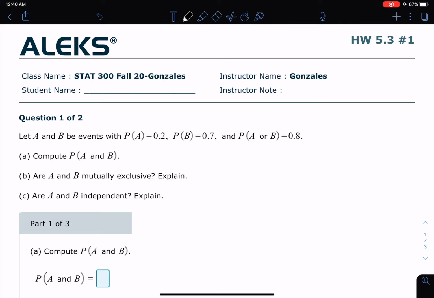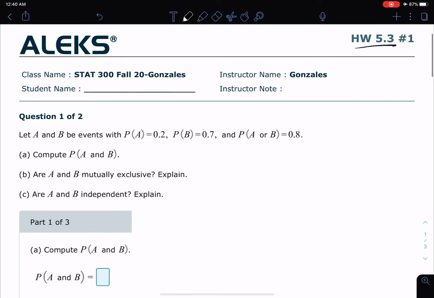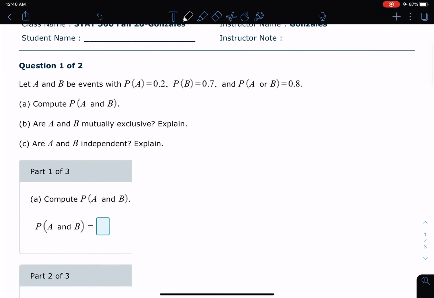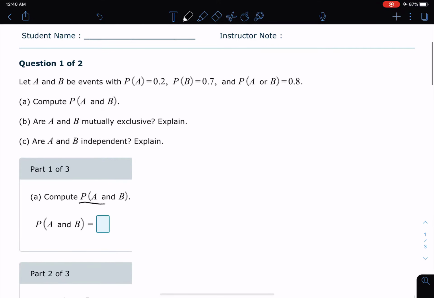Hello, Stats 300, and this is Professor Gonzalez, and I'd like to do some homework problems from the assignments out of Alex HW 5.3. And our first question here is asking for us to compute the probability of A and B. Now that looks like that might be fairly straightforward because we do have a formula for that, but let me explain why it's not as straightforward as you might think.